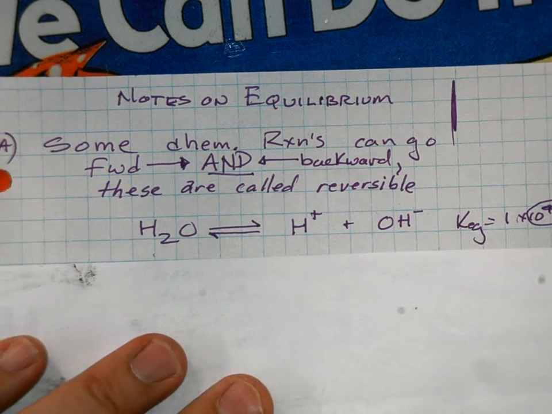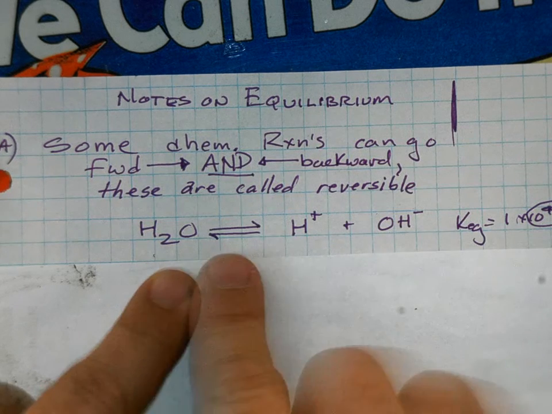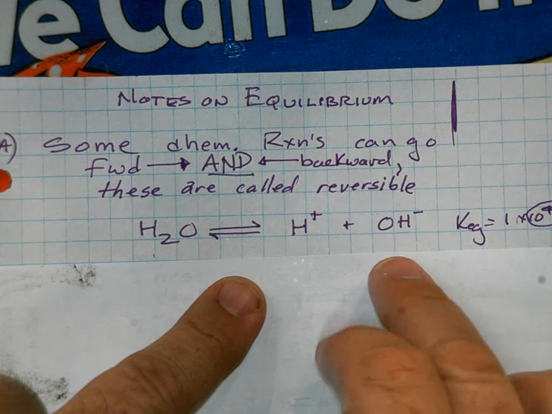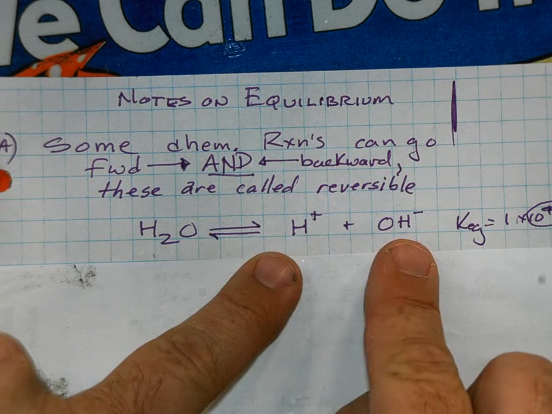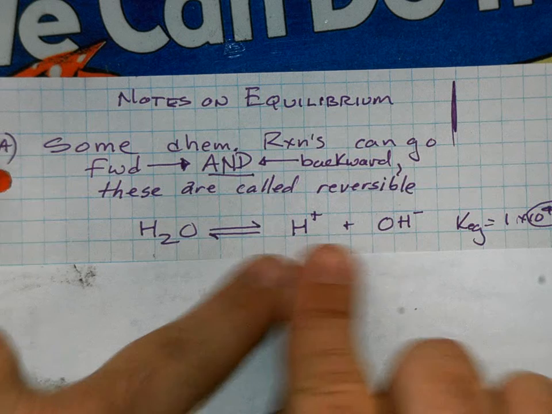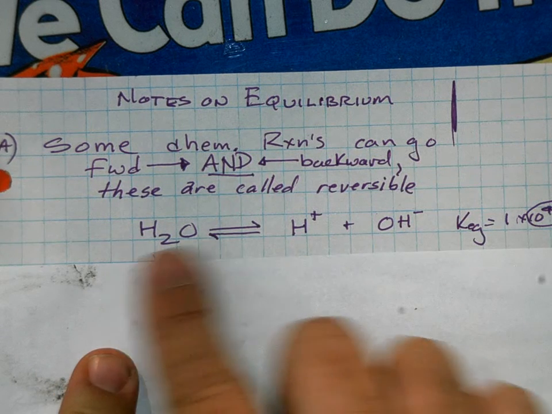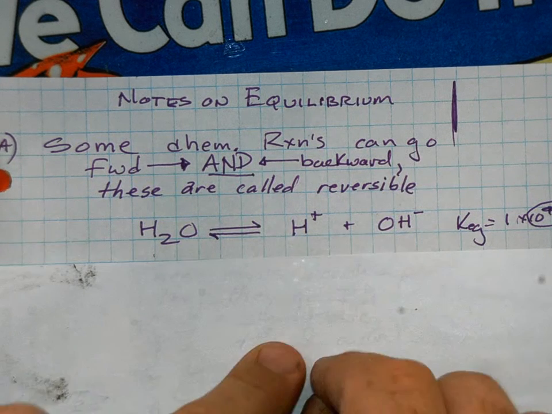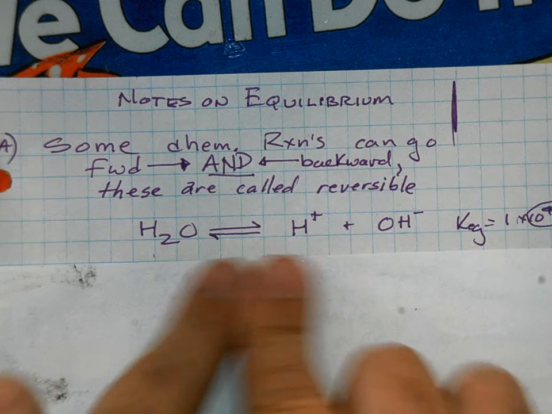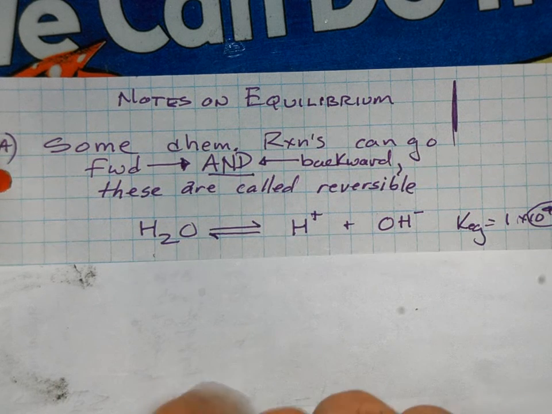So for example, water can dissociate, break down, into hydrogen ion and hydroxide ion. But those hydroxide and hydrogen ions will reform almost immediately back into water. And sometimes the forward reaction going to the right is favored. Sometimes the reverse reaction going back to the left is favored.